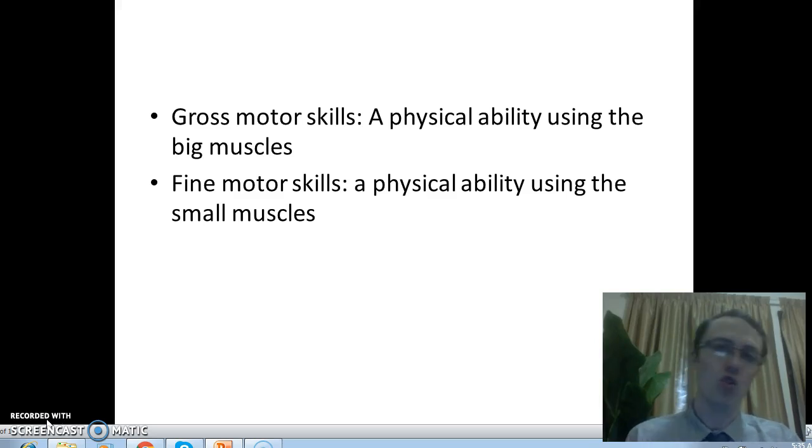Something like crawling at the age of about 9 months, or walking from about 12, 13, 14 months, okay? These are examples of gross motor skills. An example of a fine motor skill would be something using your fingers, like tying your shoelaces or buttoning up a shirt or zipping up a zip. Okay, these are fine motor skills, a physical ability using the small muscles.